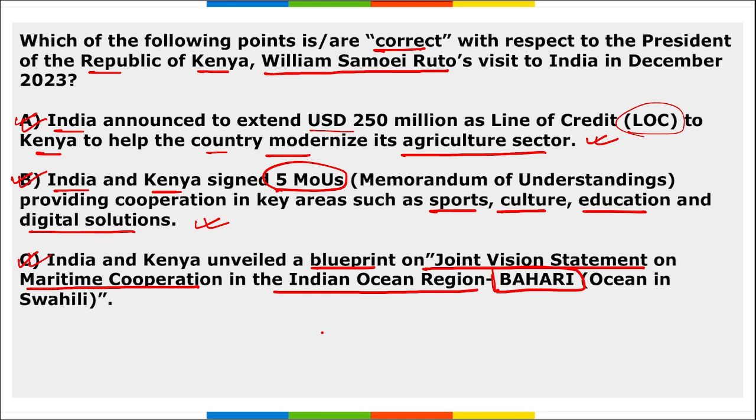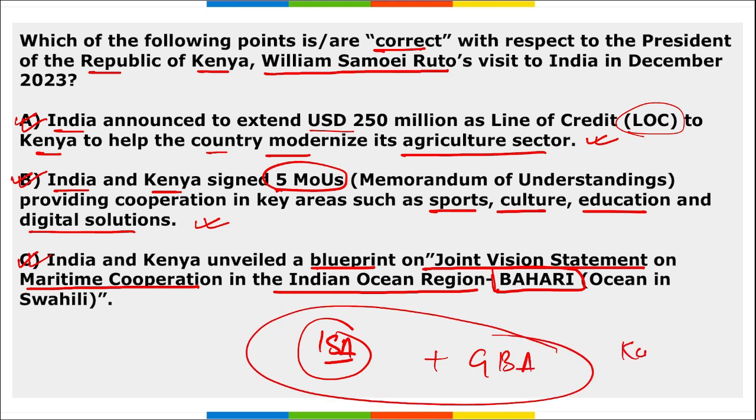Correct? Also remember, Kenya has announced to join ISA. What is ISA? International Solar Alliance, as well as the Global Biofuel Alliance. So both of them will be joined by Kenya recently.